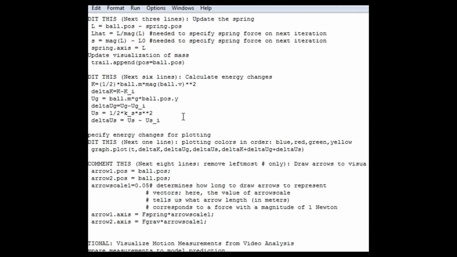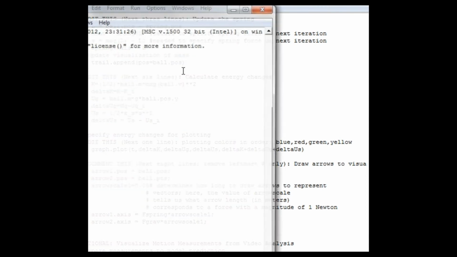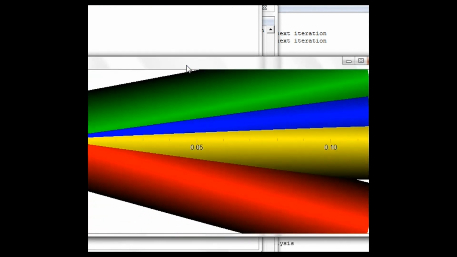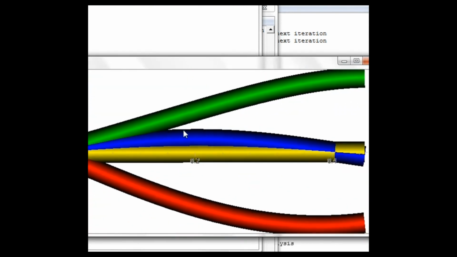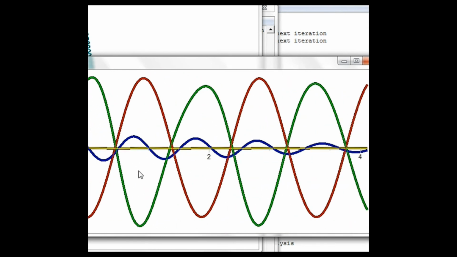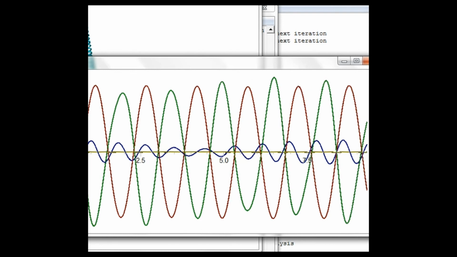So here's the VPython file for the energies, both kinetic and potential energies. And all the formulas are provided here, as well as the change in these energies, where it is the final minus the initial for each of them. And if we run this file, we end up with, over time, the red is gravitic potential energy, the blue is kinetic energy, and the green is spring potential energy.